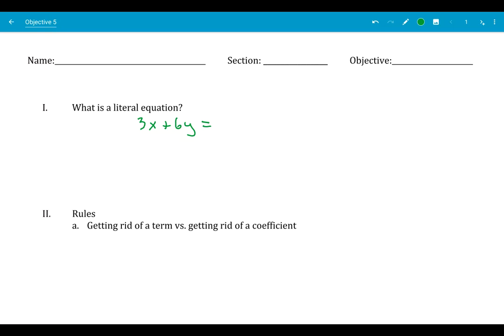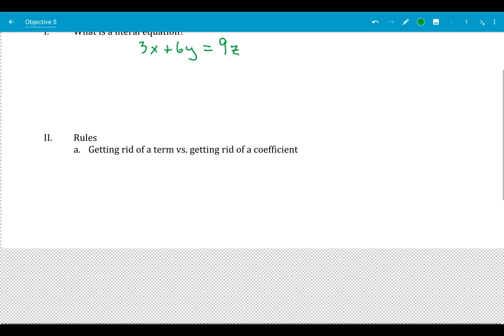And the big difference that you're going to notice from a regular equation is that there are multiple variables in there. Typically, a literal equation will be very similar to a formula where the variables might stand for something like distance or time or speed. So what we're going to be learning how to do is, instead of solving for x and getting a number, we're going to learn how to solve for x and have our answer still be in terms of those other variables. This is going to help us learn how to manipulate and alter formulas so we can get them in a format that works well for us.